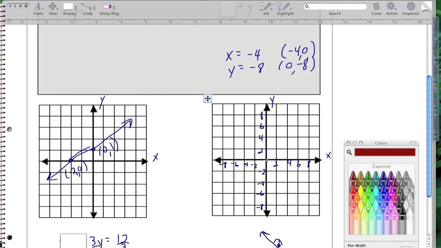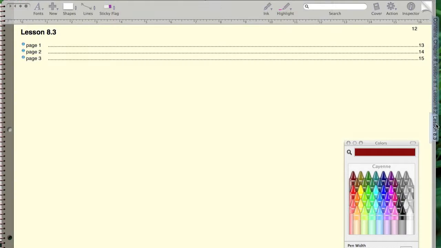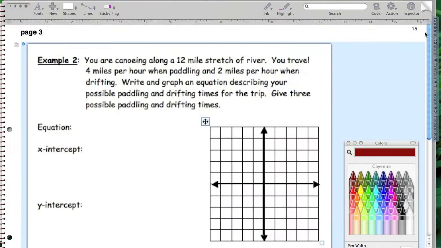Negative 4, 0 would be right here on the x-axis, our x-intercept. 0, negative 8 is down here on the y. And I totally missed the mark, but on the little pen I'm using, it's a little difficult. And we see that that's our line, okay? Voila. Excellent job, guys.